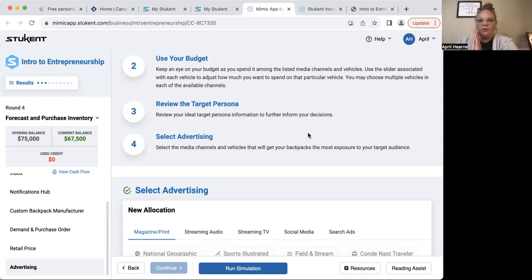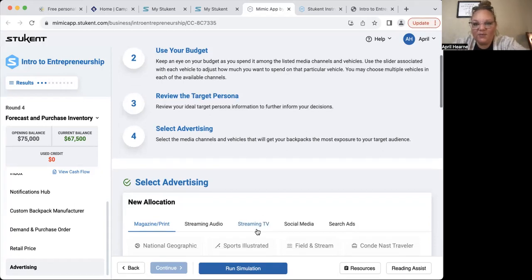Okay, so once you get to the end of this page, you hit run simulation and then you move on. Here's what I'm offering. If you want to redo round 4, I am here to reset it for you. I just need you to send me an email. I will not reset round 4 until you have emailed me.